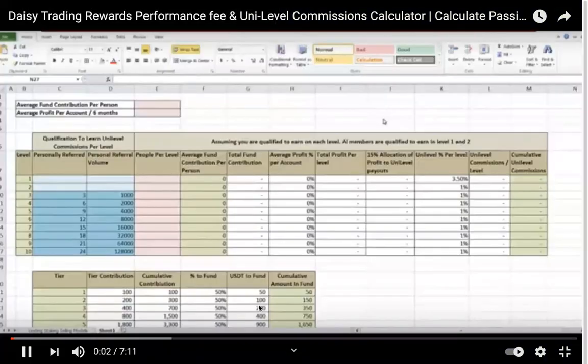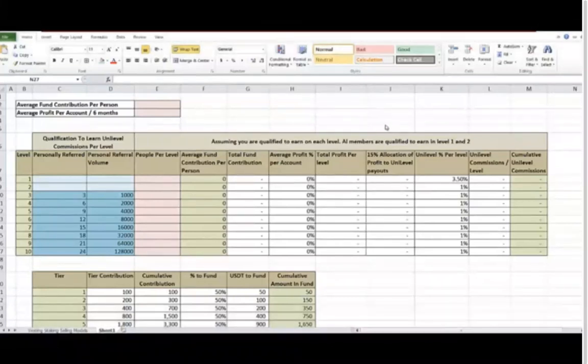Hi, it's Michael Faust here, and in this video I'm going to be running through a calculator that can help you understand the potential of the passive income that can be earned from people withdrawing their trading rewards, and also from the automatic deduction of the performance fee from the trading rewards that are generated from the D.AI.SY AI fund. So in this table, you can insert a number of variables. For example, you can insert the average fund contribution per person.